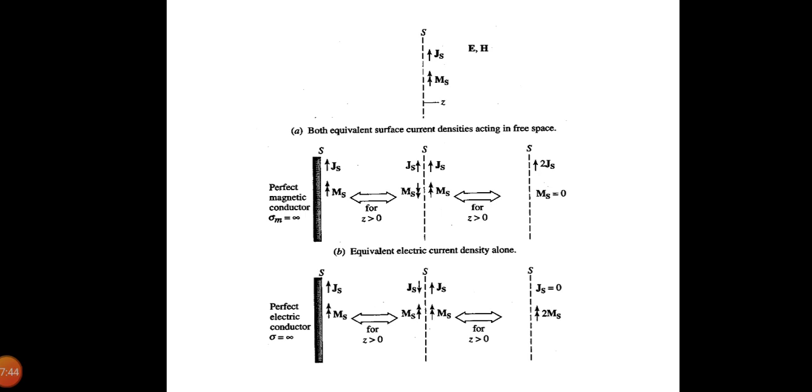Thus, we have two more equivalent formulations. They are Ms in the presence of a perfect electric conductor over S, and Js in the presence of a perfect magnetic conductor over S. Both yield the correct fields external to S. However, these problems are difficult to solve as long as S is a general surface.